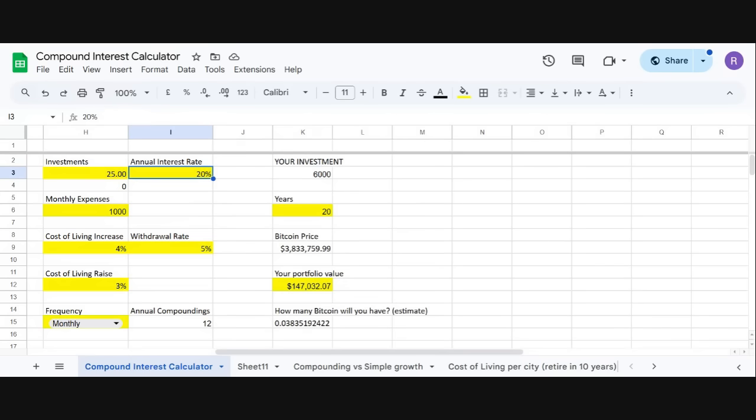If you did the same thing with the stock market with a 10% return, you'd only have about $35,000. So if you put $25 into the stock market at a 10% annual growth rate monthly for 20 years, you'd have $35,000. If you put it into Bitcoin instead, you'd have $147,000. And keep in mind that over the next 20 years, I think that this return is extremely conservative.